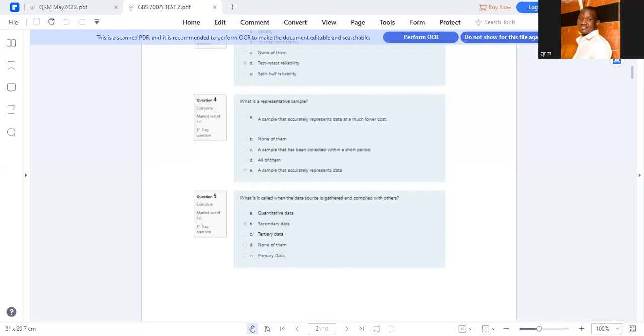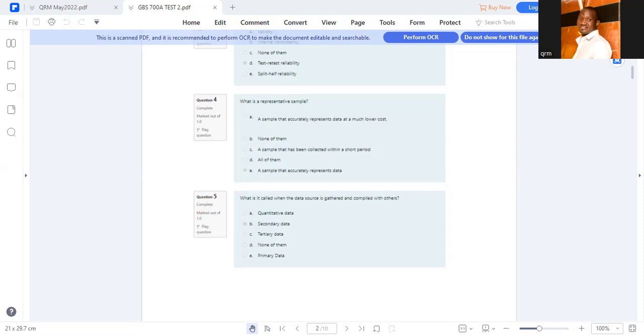This is the most accurate definition because it reflects the essence of what a representative sample is all about. Now, there are some misconceptions that you need to understand about sampling. Let's quickly address them. Number one, that a sample that accurately represents data must be at a lower cost. Cost is an important consideration, but it doesn't define a representation of a sample, not at all.